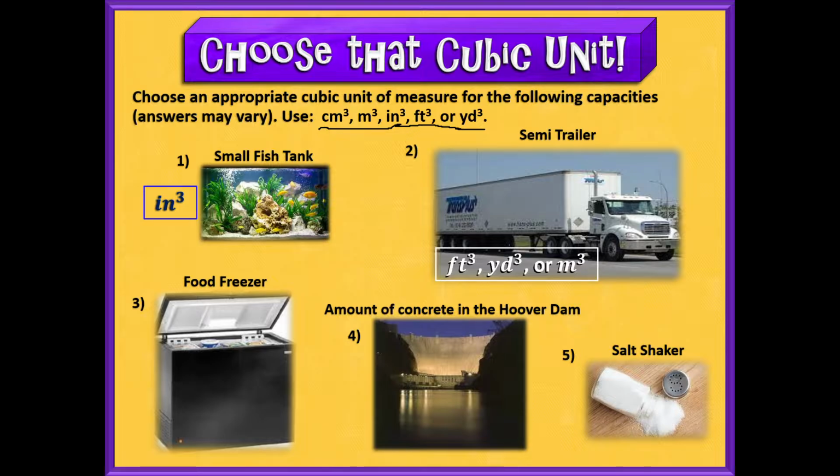Okay, number 3, a food freezer. So to measure the capacity of a food freezer, which is larger than a small fish tank, but smaller than a semi-trailer, which unit of measure would you use? Feet cubed would be the best unit of measure to measure a food freezer.